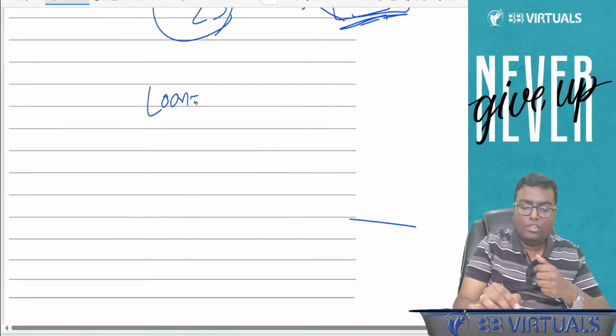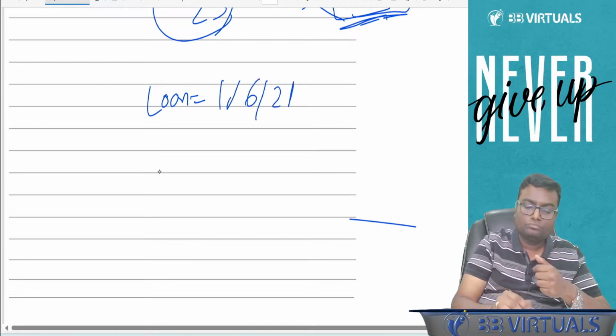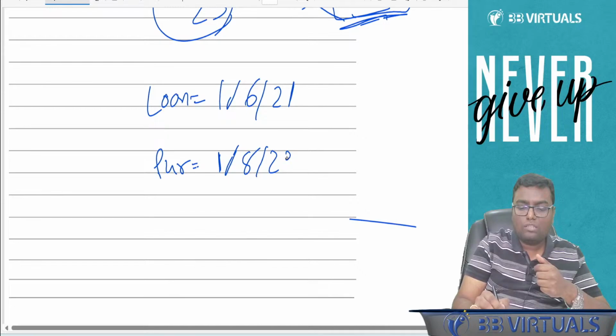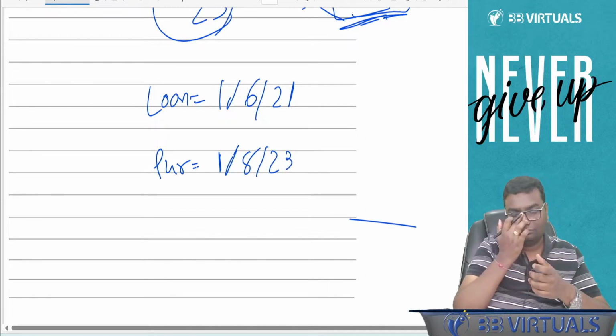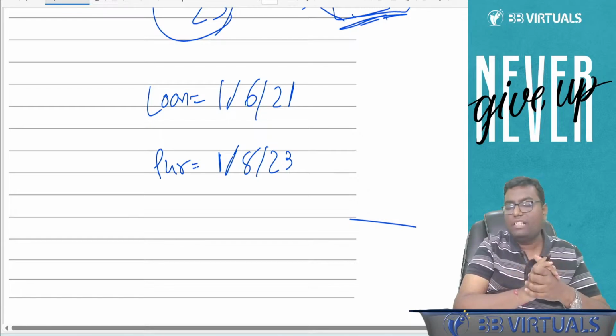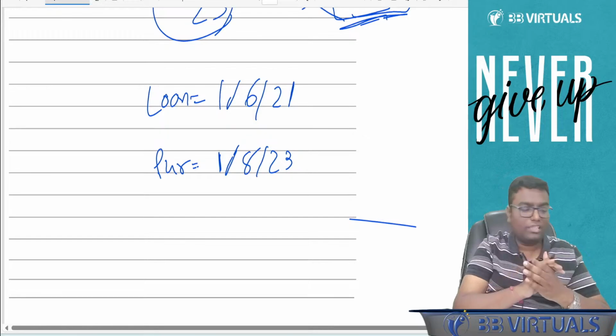If I have taken a loan from 1st June 2021 to purchase a house, and I purchased the house ultimately on 1st August 2023, from which date I will get deduction of interest?